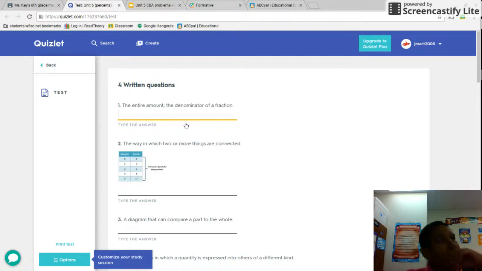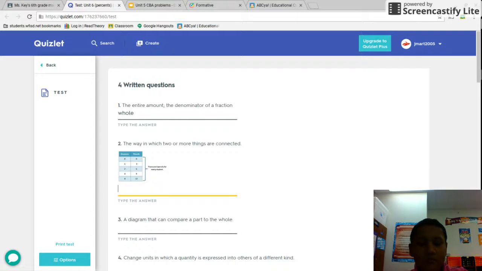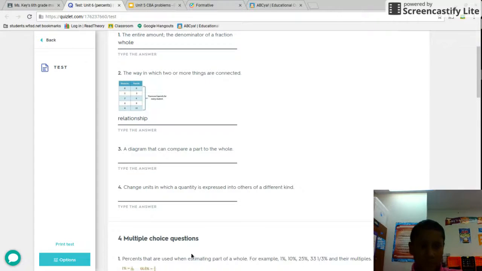The way in which two or more things are connected, this is a relationship. A relationship can have many different meanings in many different contexts, but mathematically, we're looking at the way in which two or more things are connected. Like there are three pencils for every student, or one student has three pencils. It's a relationship. If you're going to change units in which a quantity is expressed into another, that means convert. You're going to change things, you're going to convert them.